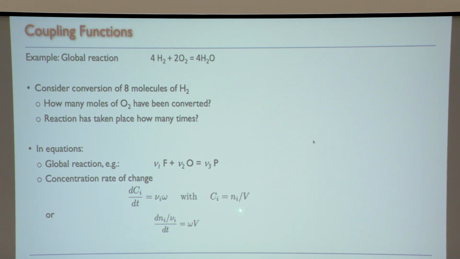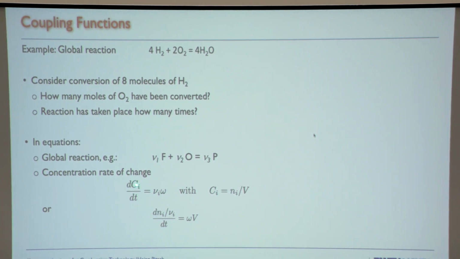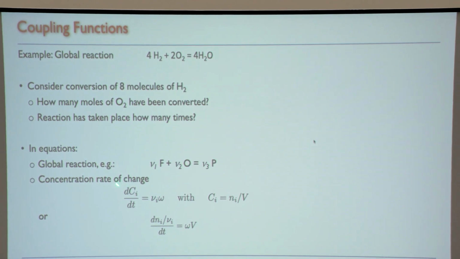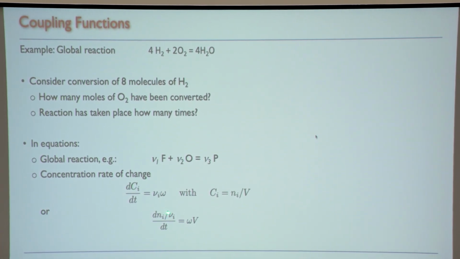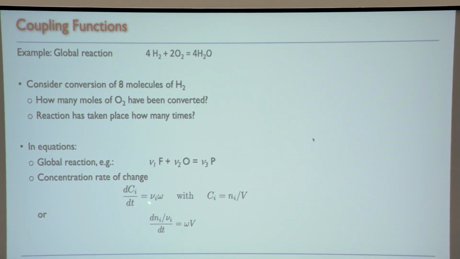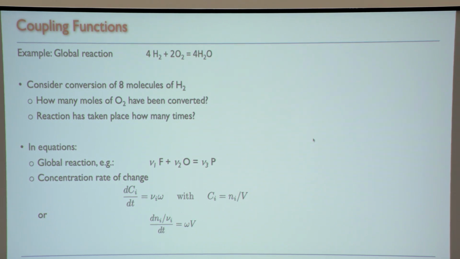And now what we do is, this here is mole per volume. So I multiply the whole equation by volume. Okay. So I have then Ni on the left-hand side, the volume on the right-hand side, and I divide the whole equation by the stoichiometric coefficient, which is a constant, so I can just take it into the differential. It doesn't appear on the right-hand side anymore.